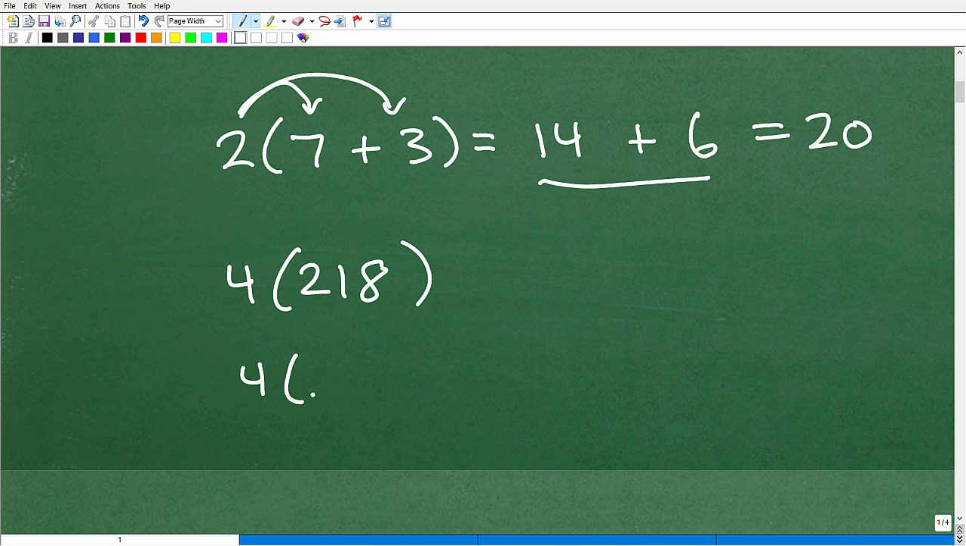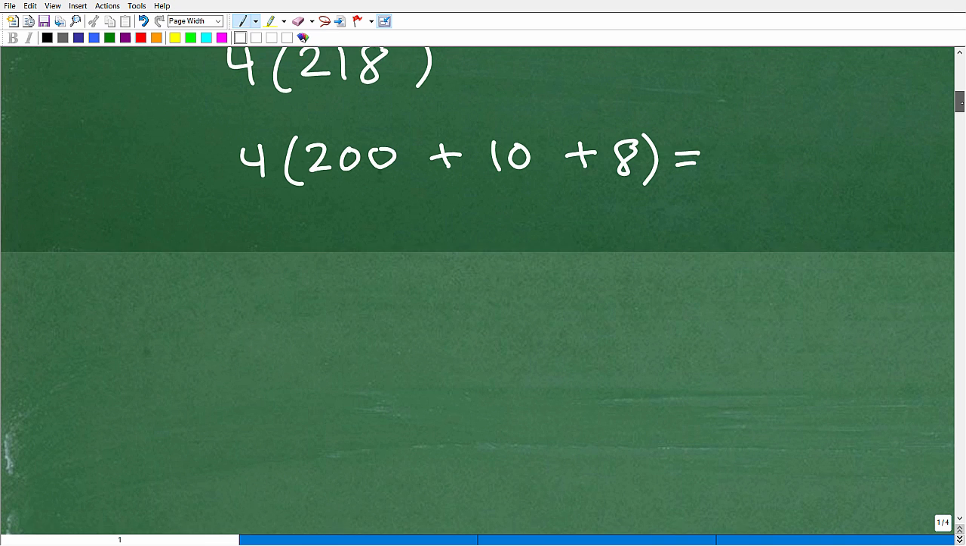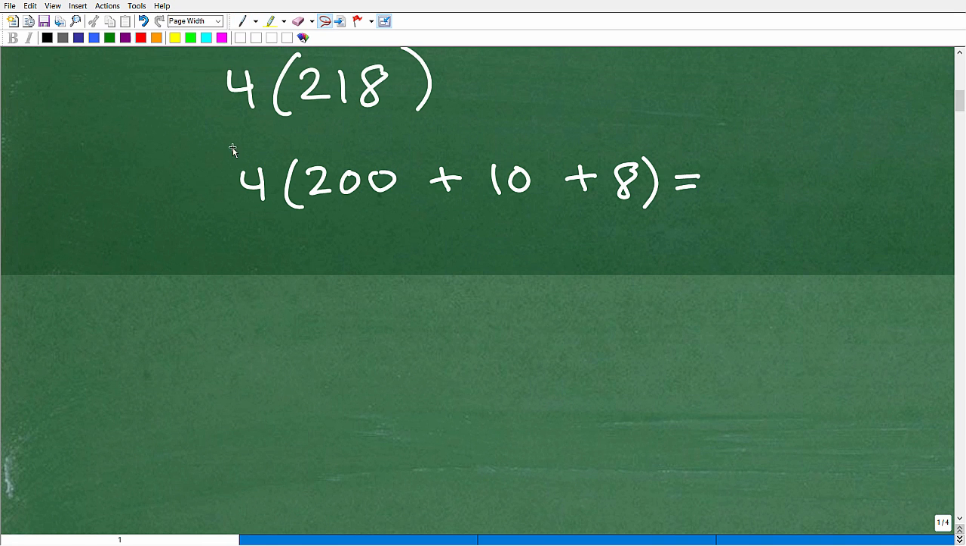So I can write this, let's use easy numbers, right? So 4 times 218, and 218 could be 200 plus 10 plus 8. Let me make sure that I did this right. 200 plus 10 plus 8, that's 18, that's 218. There you go. So let's go ahead and apply the distributive property. Let me scoot this over, give myself some room.